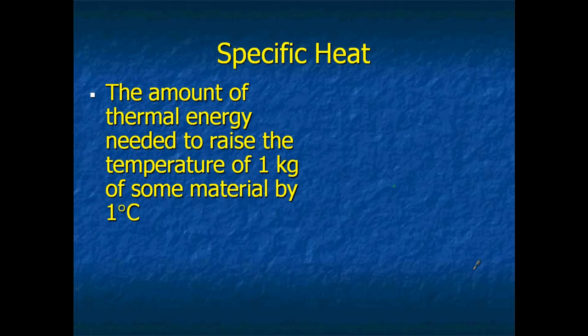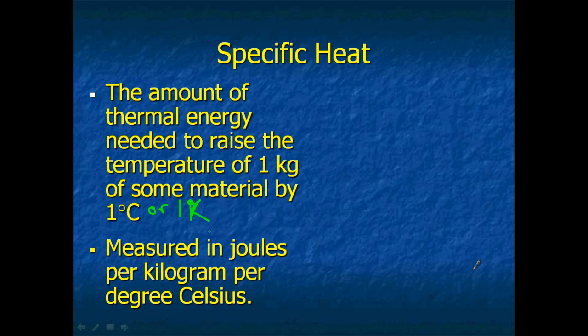When we discuss specific heat, we're talking about the amount of thermal energy needed to raise the temperature of 1 kilogram of some substance by 1 degree Celsius. Now, you can also replace this degree Celsius with Kelvin, or 1K, because they're both related to each other directly. It's measured in joules per kilogram per degree Celsius. So you'll see specific heat of something be joules per kg degree C, or joules per kg per K.